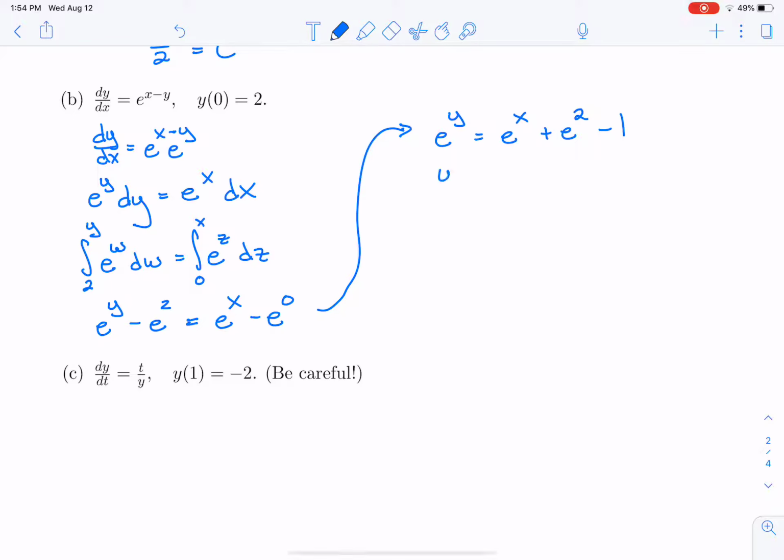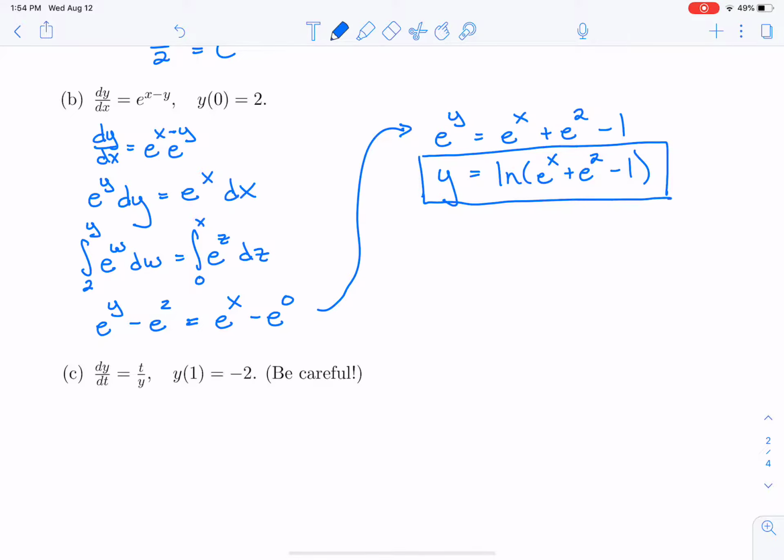And y, in this case, if I solve for y, is going to be the natural log of e to the x plus e squared minus 1. So you'll see that it's not necessary to solve for a constant, which is why I like to solve the problem this way using definite integrals.